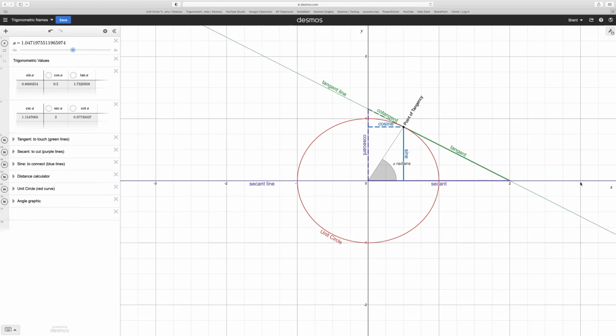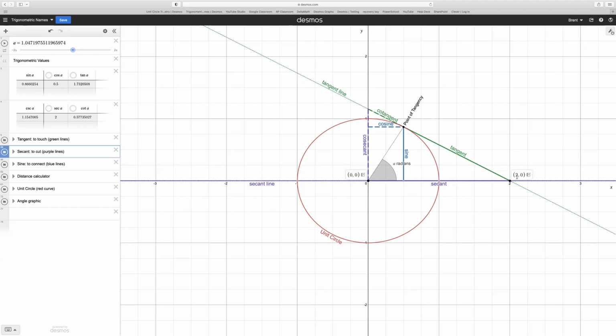Secant cuts the circle in half on the x-axis. What do you think cosecant does? Cuts it in half on the y. By definition, the length of secant is from the origin to the intersection with the tangent line. So from this point there to this point there, that's actually the length of secant.